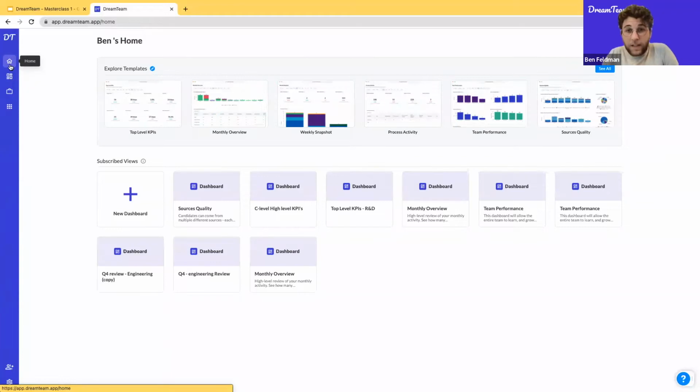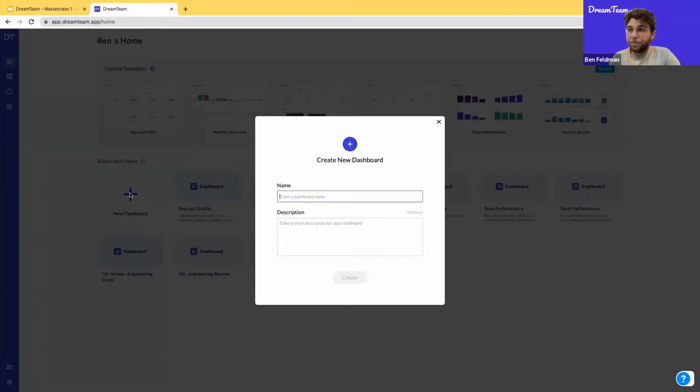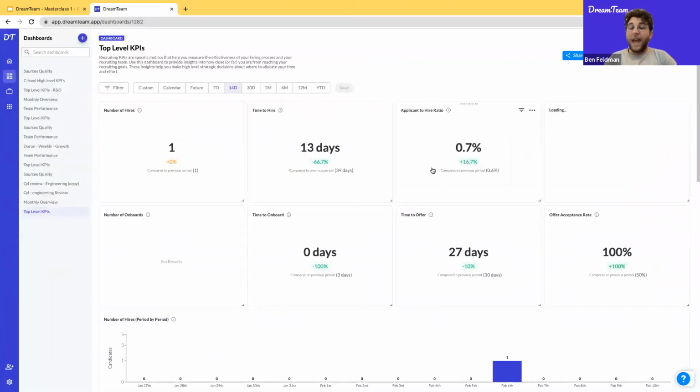Okay, so that's a little bit about the homepage. I want to get started with the use case that we're talking about, and that is our engineering Q4 2021. Now, there's two ways I can get started, right? I can create a new dashboard from scratch and just call this Q4 2021 engineering, right? Or I can use an already made template as a foundation and simply remove anything that's not relevant to me. Because of efficiency and because templates often provide ideas into insights that you wouldn't look at before, I'm going to go with the top level KPI. I'm going to click on use template, and now I'm going to manipulate it to be relevant to me specifically.